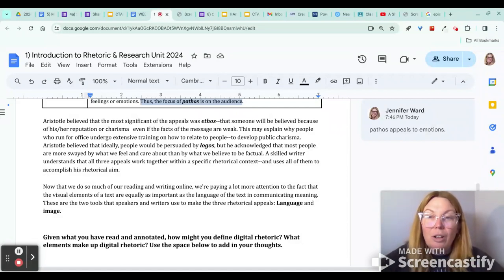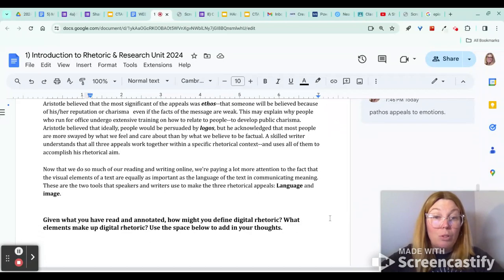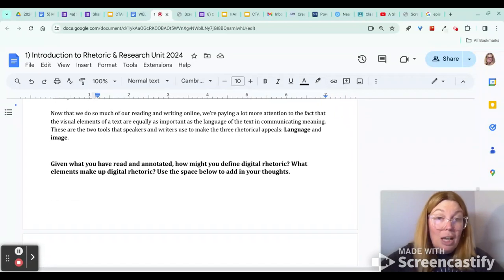A skilled writer understands that all three appeals work together within a specific rhetorical context and uses all of them to accomplish his rhetorical aim. Now that we do so much of our reading and writing online, we're paying a lot more attention to the fact that the visual elements of text are equally as important to the language of the text in communicating meaning. These are two tools that speakers and writers use to make three rhetorical appeals: language and image.